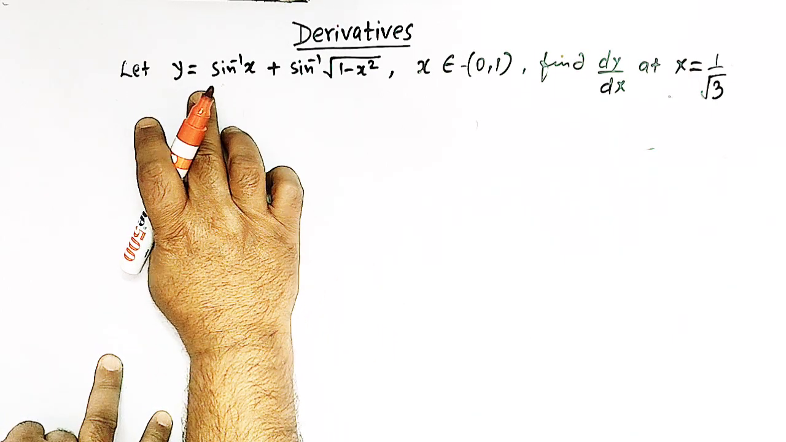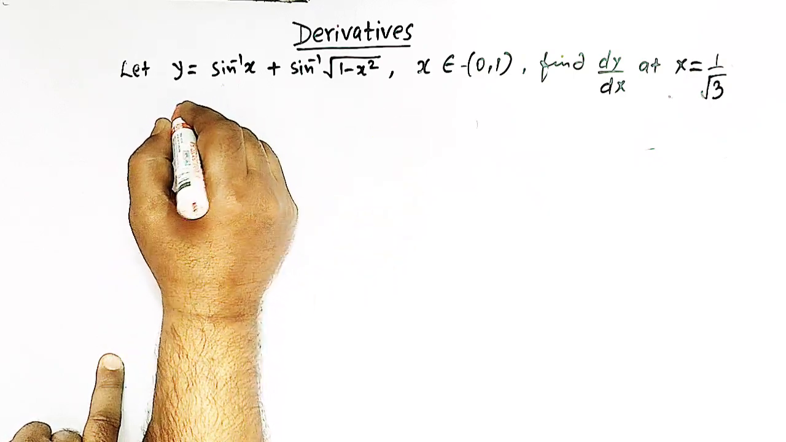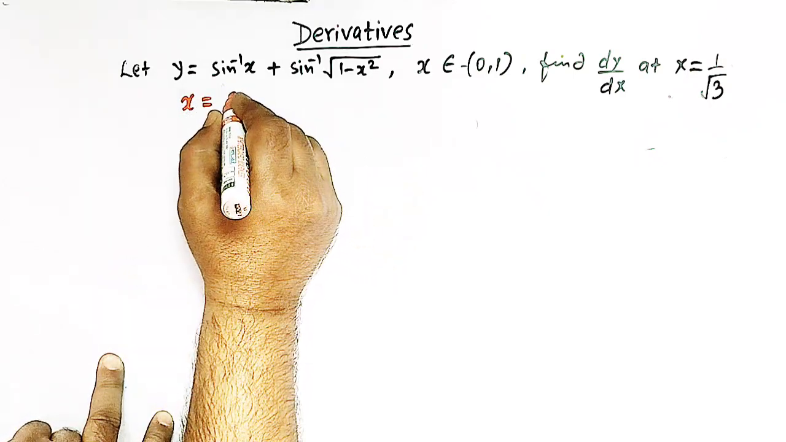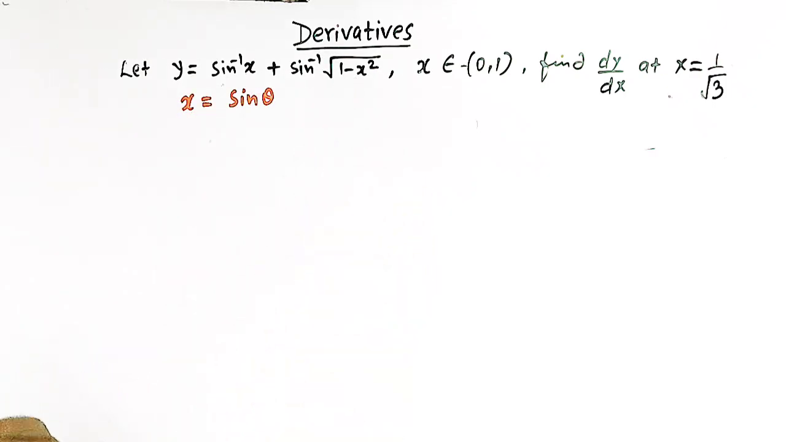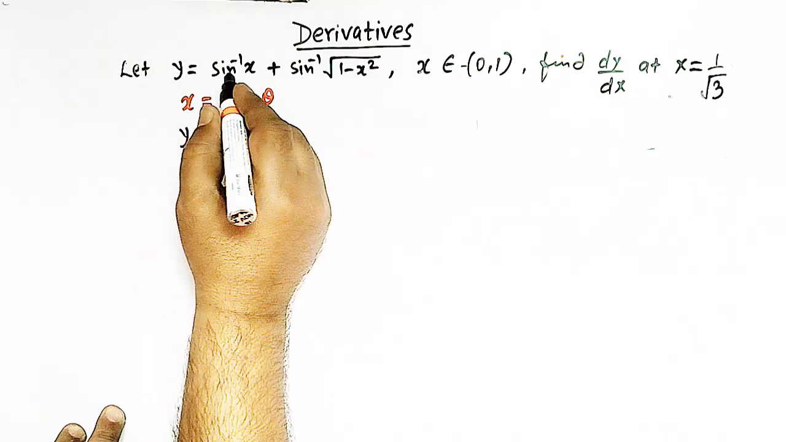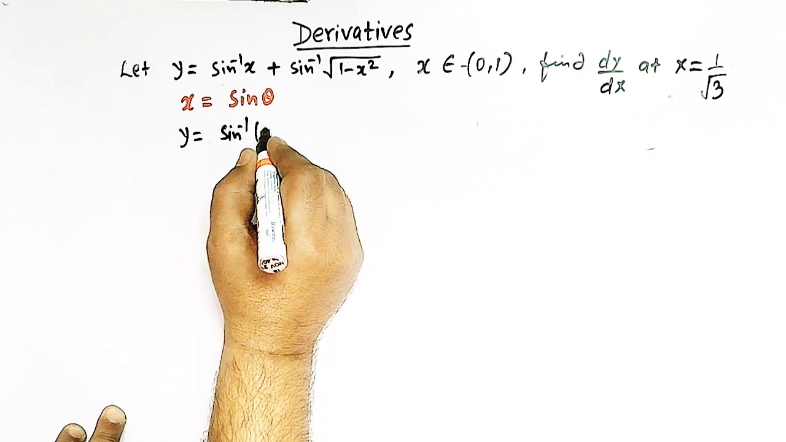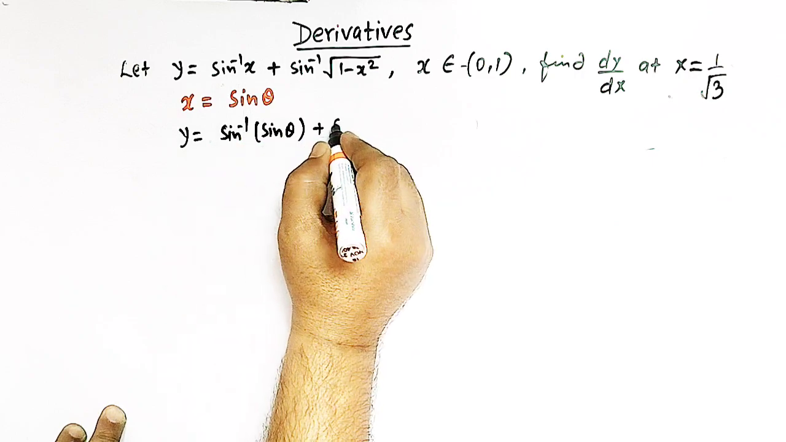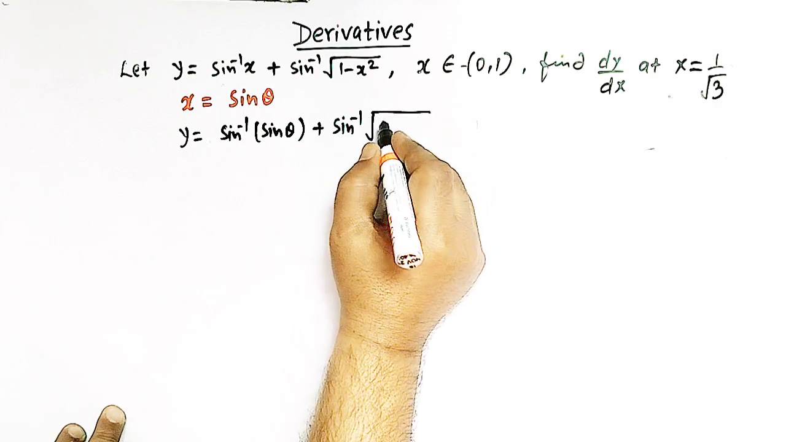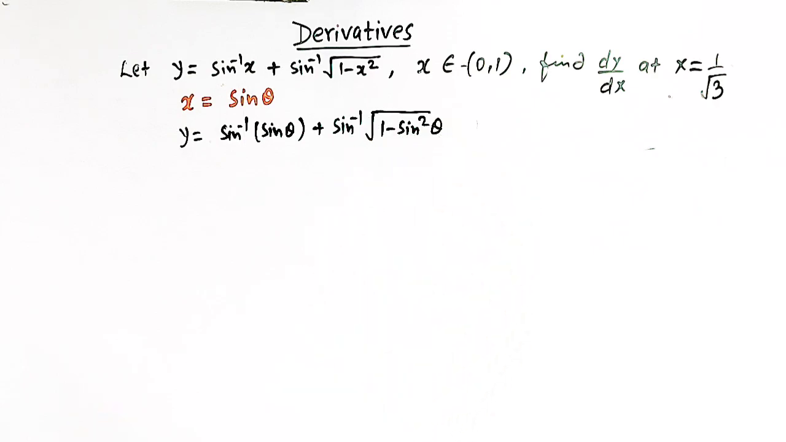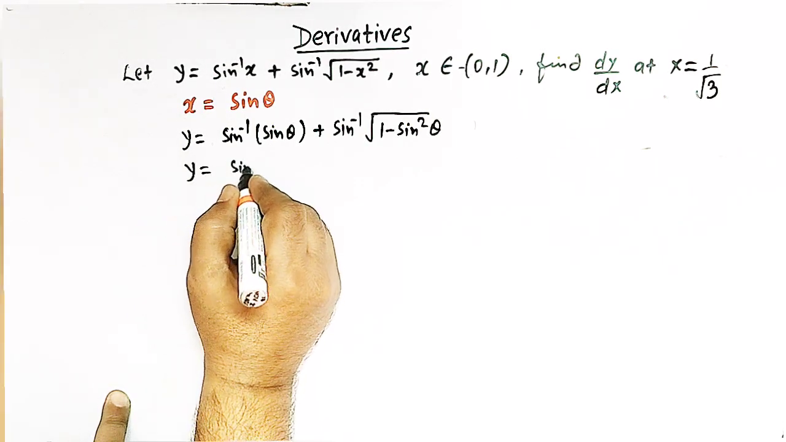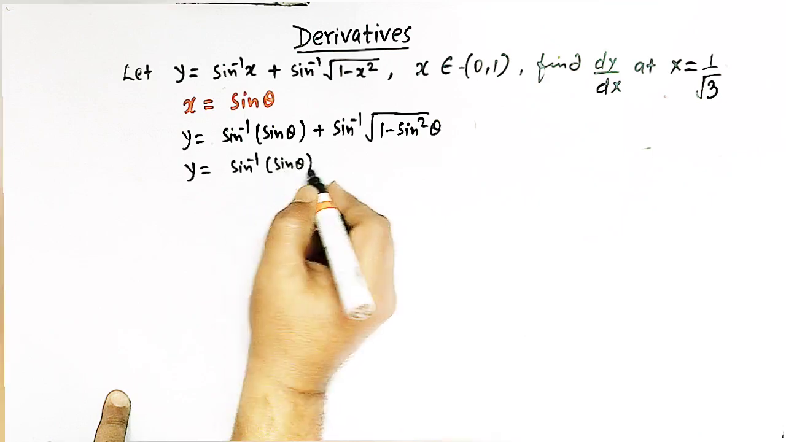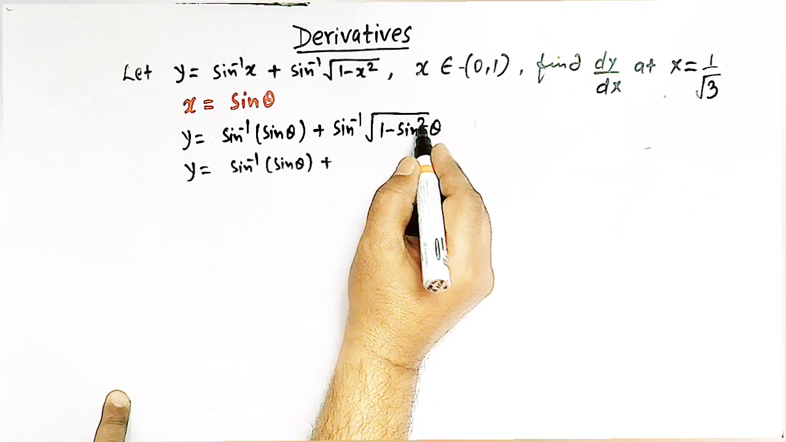So now let us simplify this function by making this substitution, that is x is equal to sine theta. So here we'll substitute x is equal to sine theta, and when we take x is equal to sine theta, then this function takes the form that is sine inverse sine theta, and then we have here sine inverse square root of 1 minus sine square theta. So now we can write y is equal to sine inverse sine theta, and here we have square root of 1 minus sine square theta.